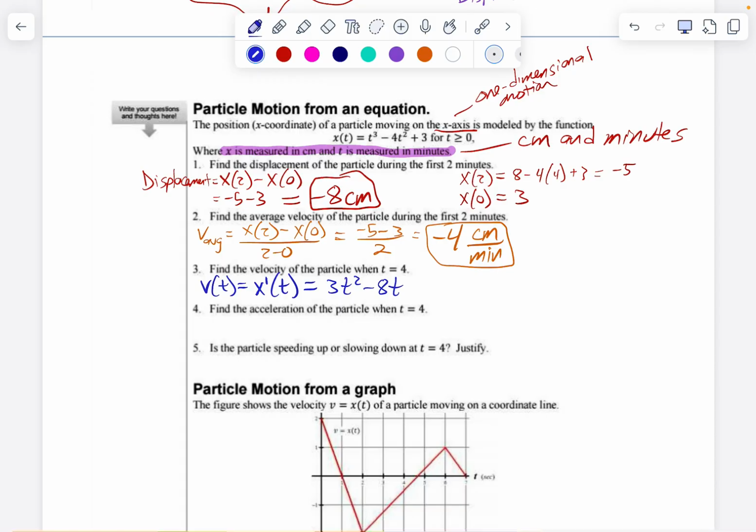Okay. Make sure your notation is all sound. All I did there was calculate the derivative, so it was x prime of t. Now we're going to say x prime of 4. So that's now substitutable. And so 3 times 16 is 48, minus 32 is 16. What do we label that? Centimeters per minute squared? Nope. Oh wait, centimeters just per minute still, right?